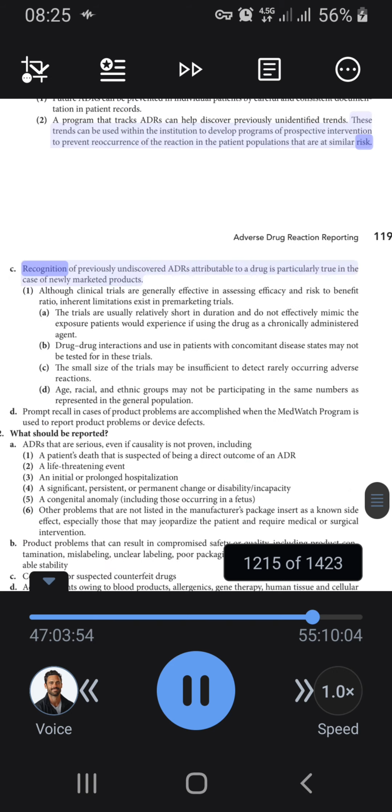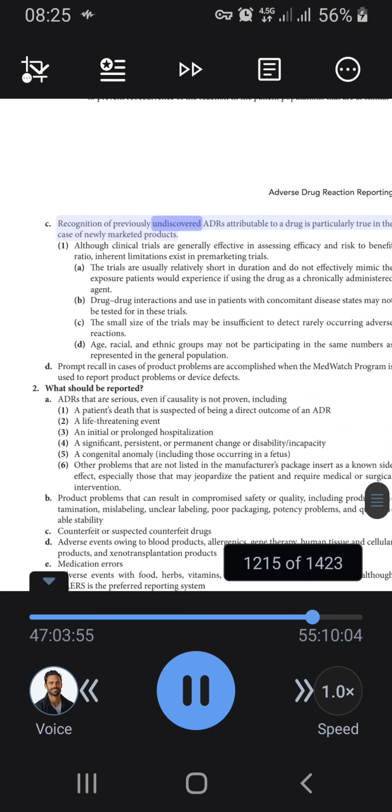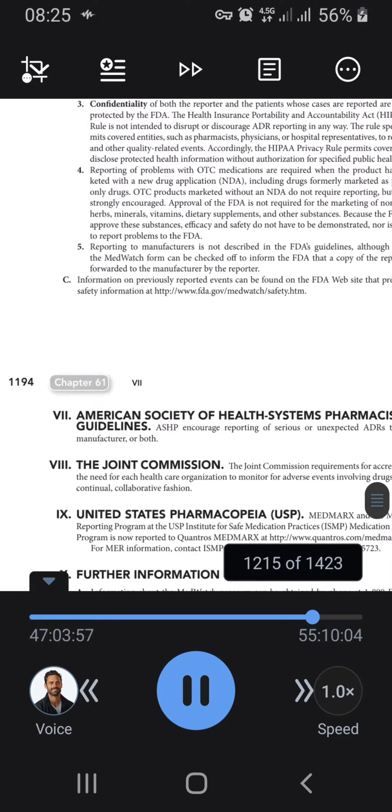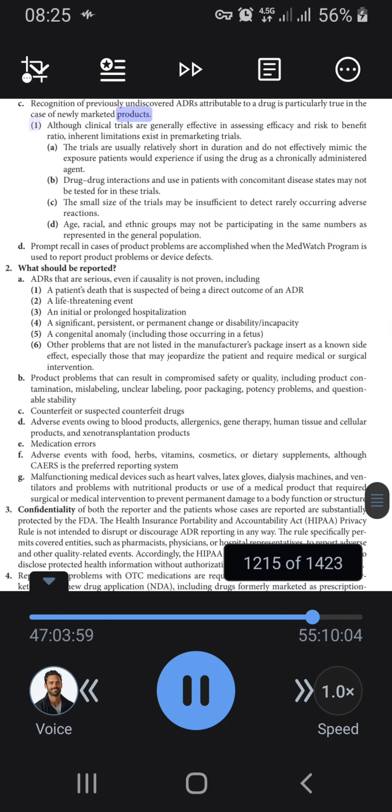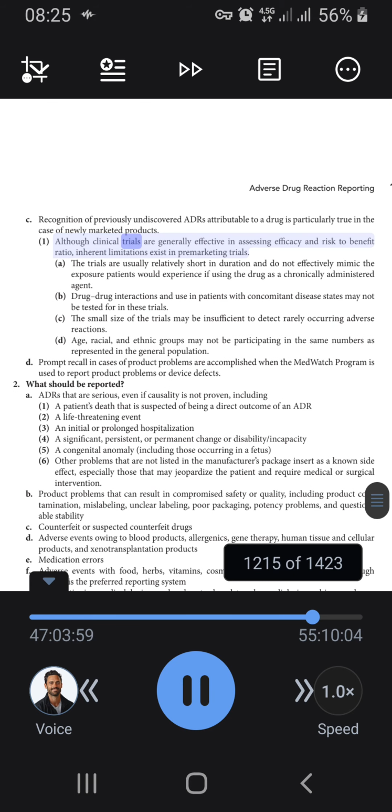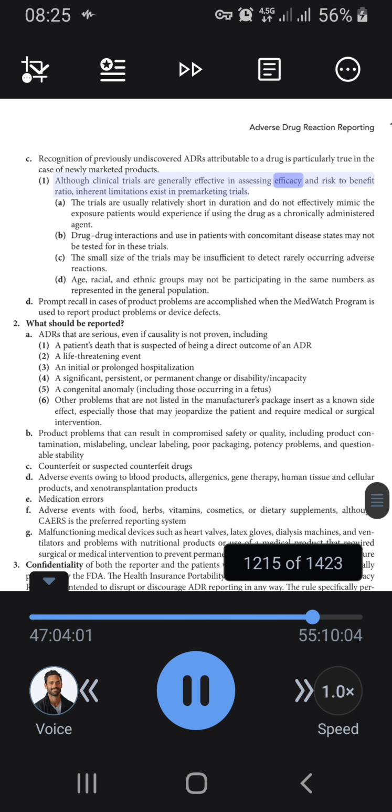C. Recognition of previously undiscovered ADRs attributable to a drug is particularly true in the case of newly marketed products. 1. Although clinical trials are generally effective in assessing efficacy and risk-to-benefit ratio, inherent limitations exist in pre-marketing trials.